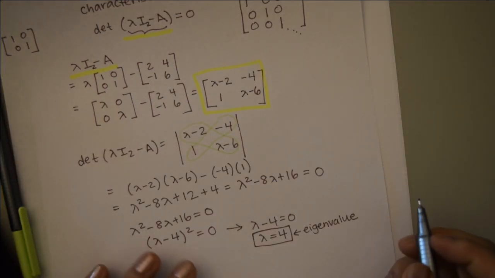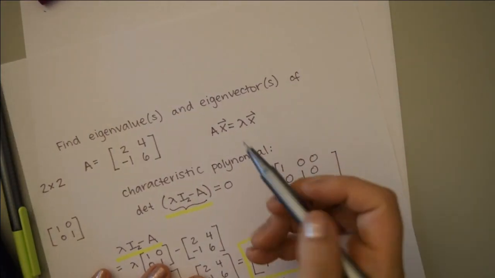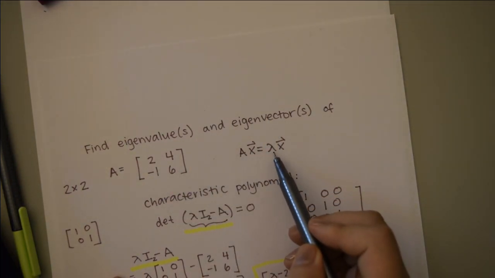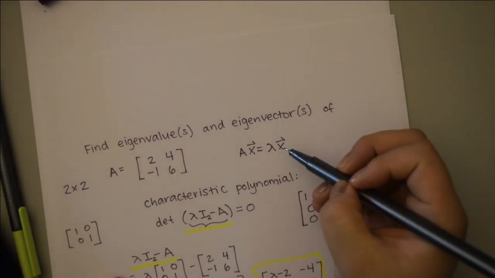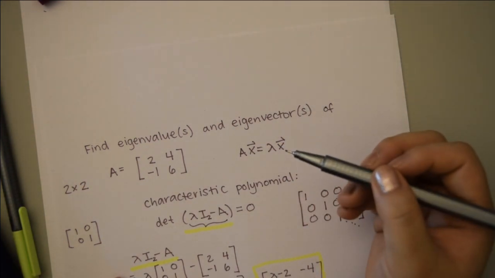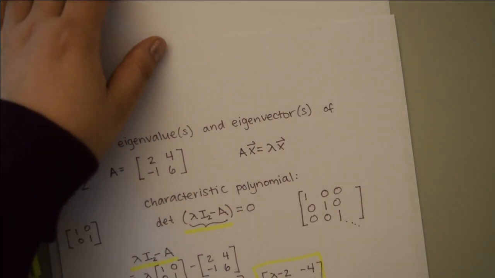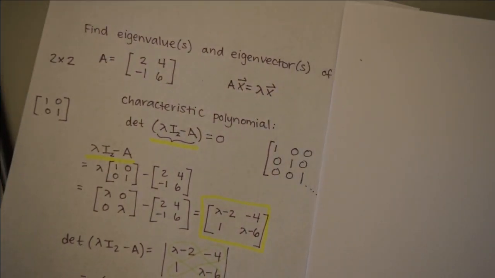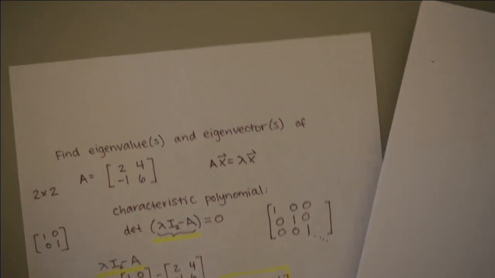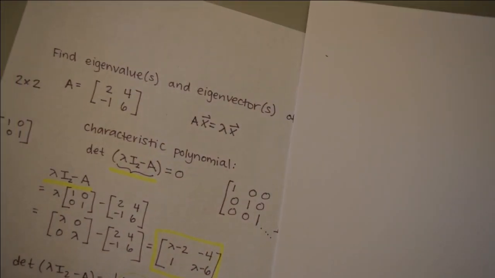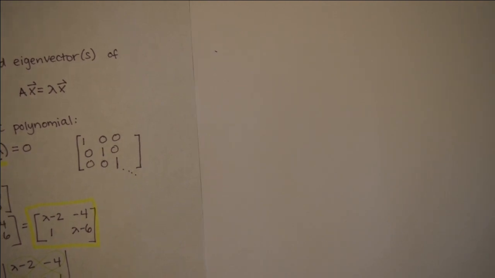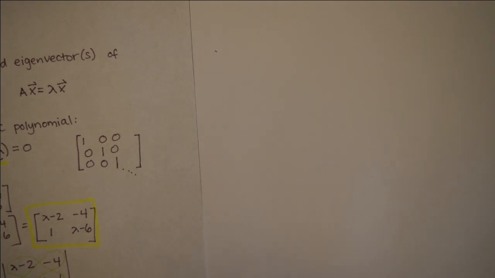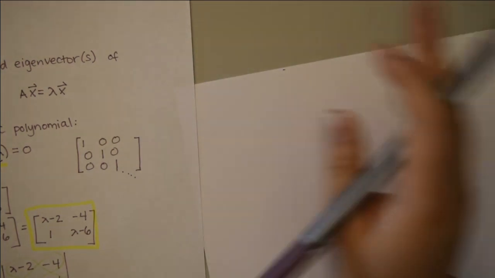And remember, since we're trying to solve this equation, my matrix A times my vector x equals my lambda times x, we are going to have a corresponding eigenvector. And so that's what the question is. So we have lambda equals 4, so that's good. And now to find eigenvectors, we kind of need to go back to this lambda I2 minus A thing, and we can just plug our specific eigenvalue in.